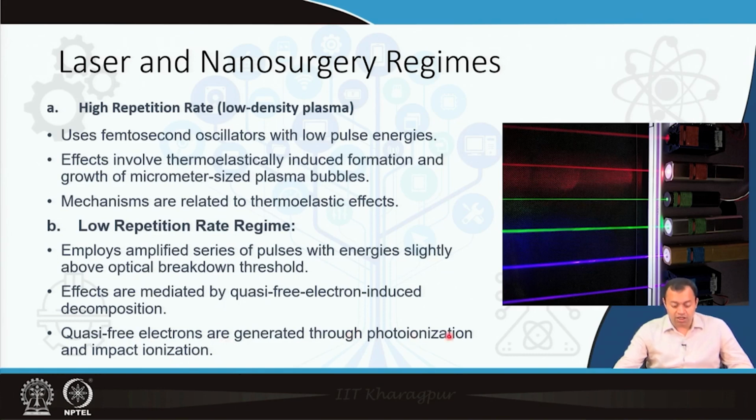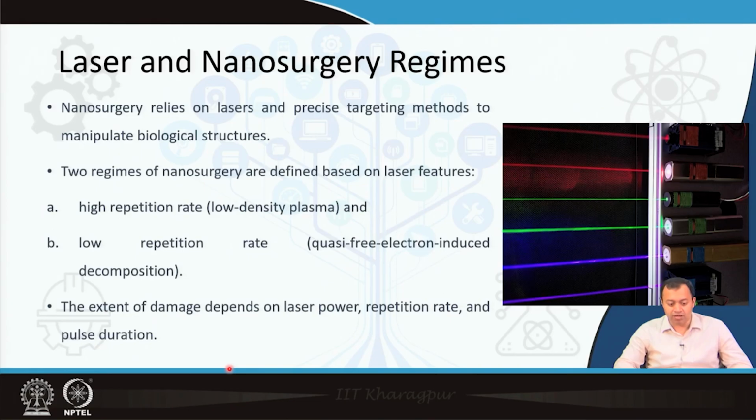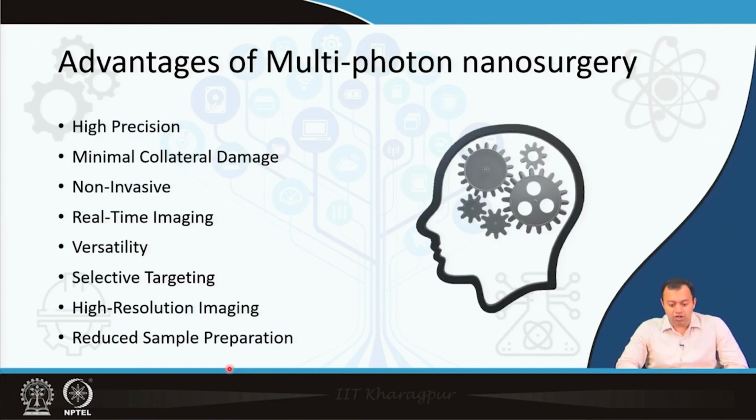Free electrons are generated by photoionization and impact ionization. They react with surrounding areas, ionize it, create ROS, hydroxyl groups, and cause some kind of chemical disruption. Nanosurgery relies on lasers and precise targeting methods to manipulate biological structure. Both high repetition rate and low repetition rates are used. The extent of damage depends on laser power, repetition rate and pulse duration.